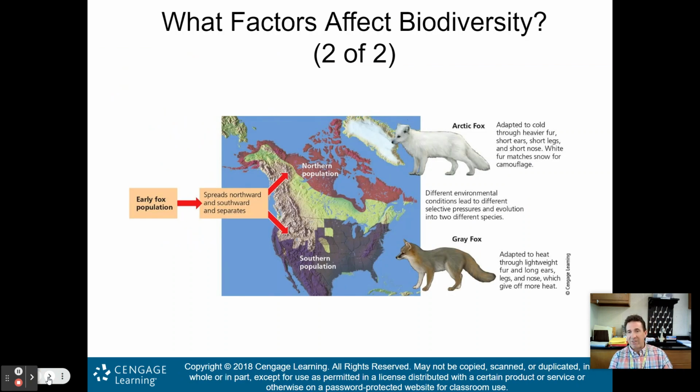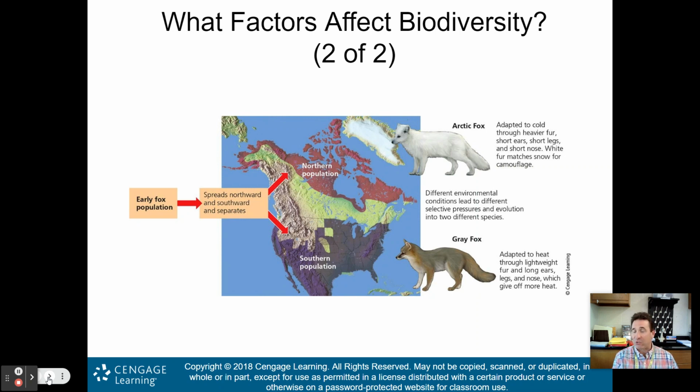The example given in the book here is about the fox, the Arctic fox versus the gray fox. The early fox population in North America was just one fox. Then you had one group that migrated north and one group that migrated south. These groups no longer intermingled. Over millions of years, the group in the north evolved to help itself. The Arctic fox adapted to the cold through heavier fur, short ears, short legs, a short nose, and white fur to match the snow for camouflage.